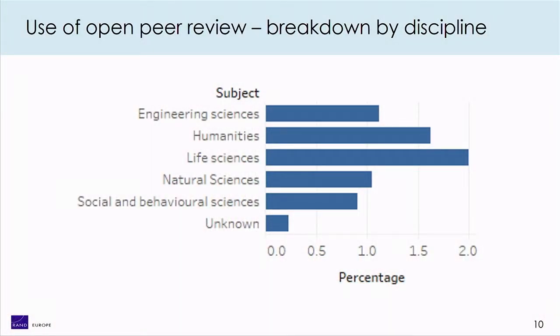Obviously, you have to be careful if you want to generalize this data beyond just people on Publons. And what about by discipline? By discipline, you can see that all the percentages are quite small, so 2% is the highest, and the discipline that came out highest is life sciences.